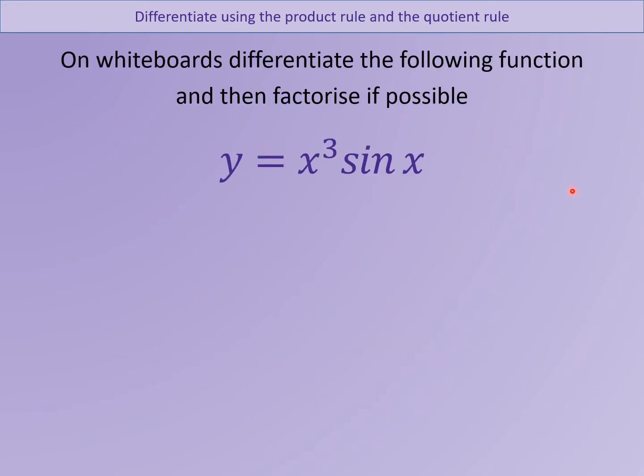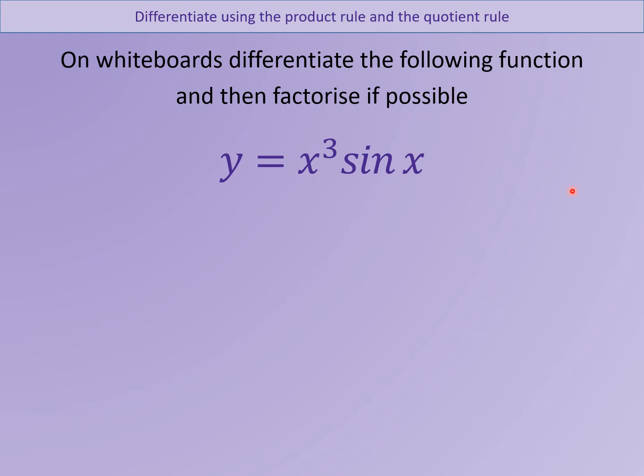Okay, so grab your whiteboard, or you could do it on a piece of paper, it doesn't really matter. Just have a go at differentiating these functions. Okay, so pause there, have a go yourself using the product rule, and we'll talk about the factorising bit now.